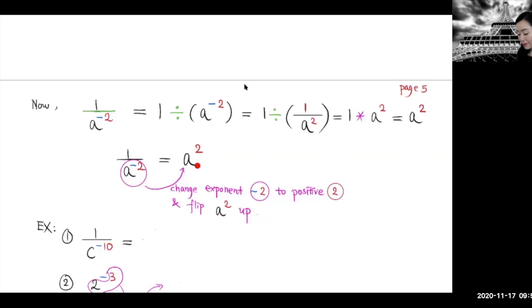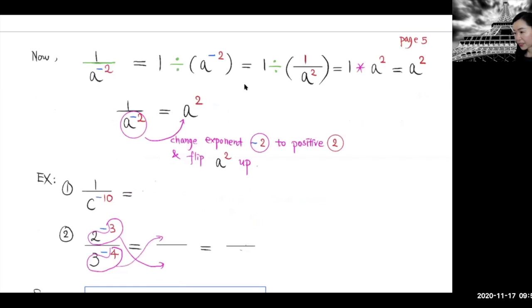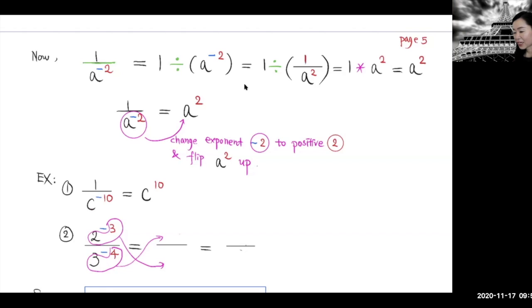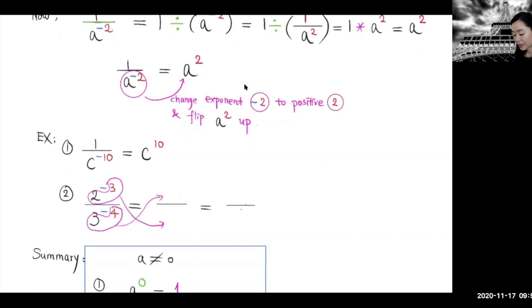What about this one over here? 1 over c to the negative 10 power. What is it equal to? It will be c to the 10th power. You got it. Good job. Okay, what about this one here?